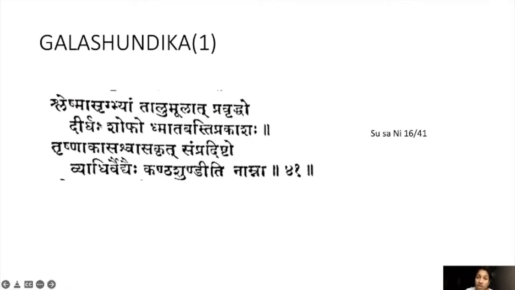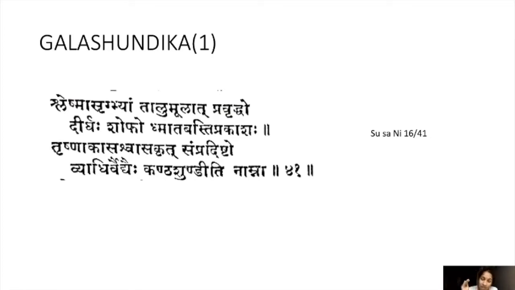Sleshma Asrikhyam Talu Moolat Pravrto Dirkaha Shofat Mada Basti Prakashaha, same as Ashtanga Hridaya. Here also the vitiated doshas are Sleshma and Asrik, and it is happening in Talu Moola, in the root of Talu, and Dirkaha Shofa. It will cause an elongated swelling. Mada Basti Prakasho, it resembles an inflated bladder. So it looks like a swollen bladder. The other symptoms are Trishna, Kasam, Shwasam. Trishna, Kasa and Shwasa will be there, and that Vyadhi is known as Kanda Shundir iti Namna.